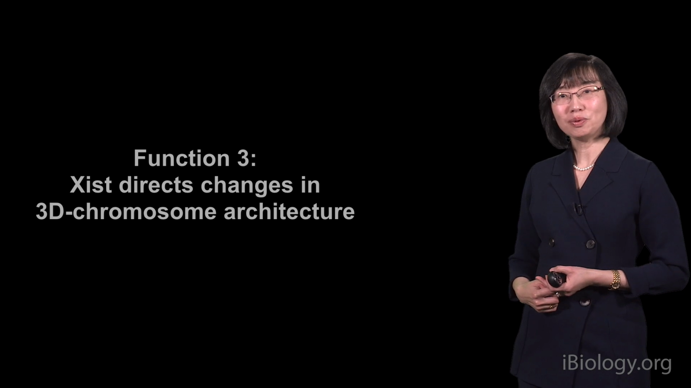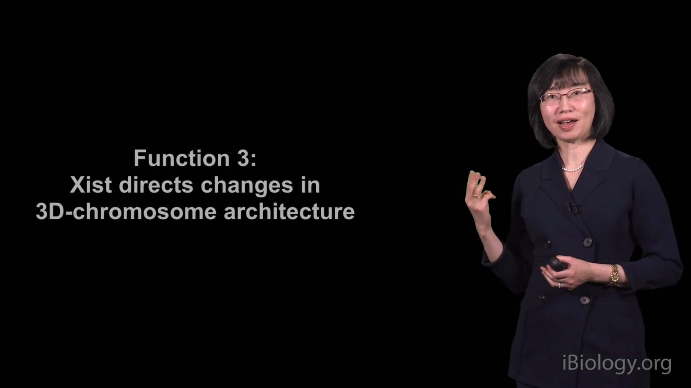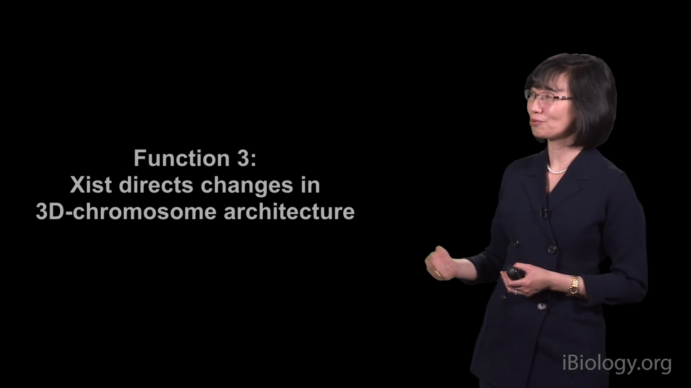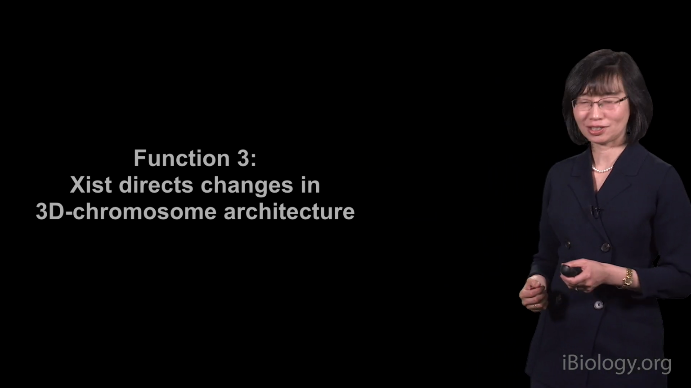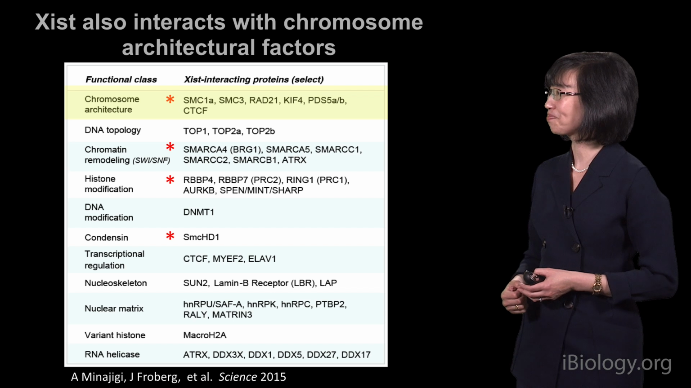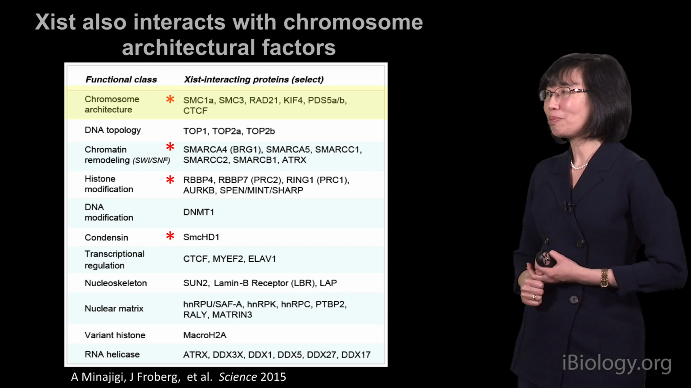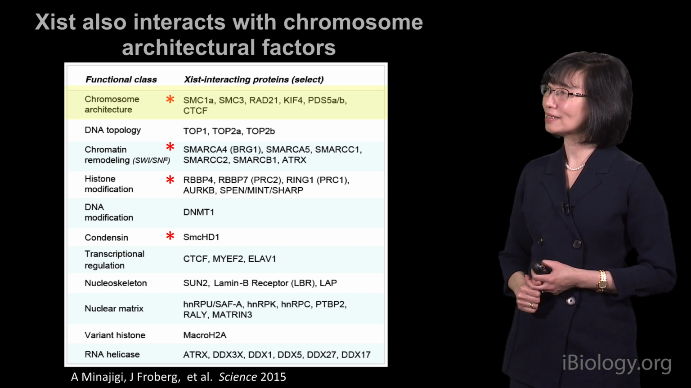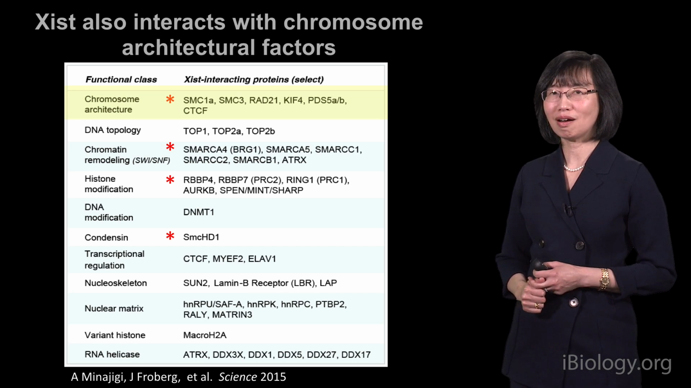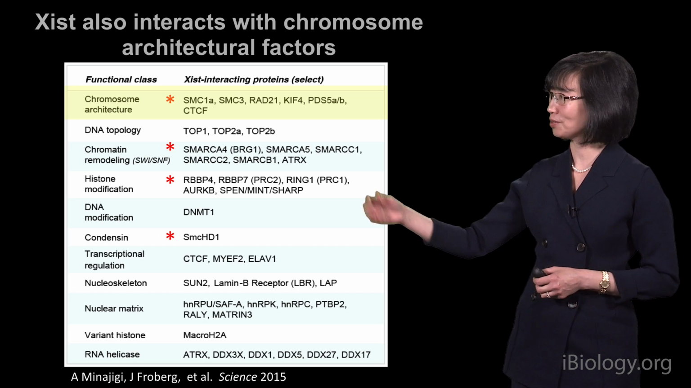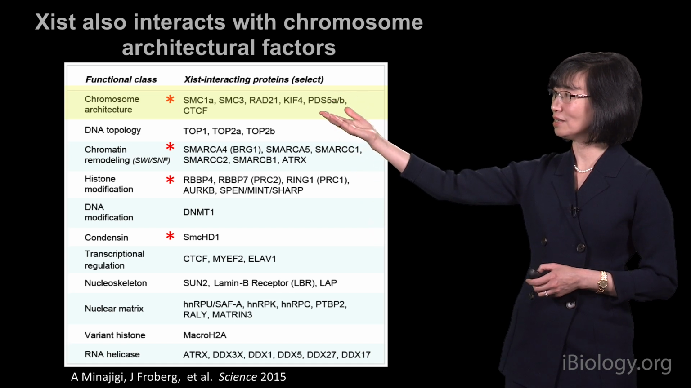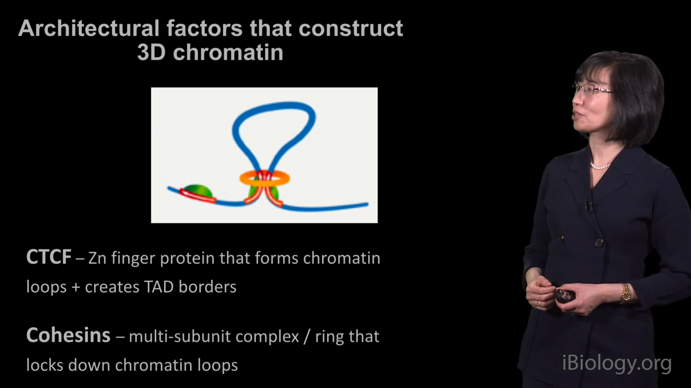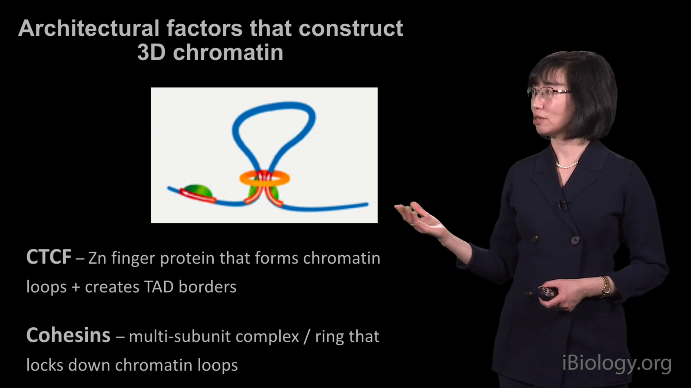All right, so then we'll now turn to the third and final function of Xist, and that is its role in directing changes in 3-dimensional chromosome architecture. So our RNA proteomic analysis also showed that Xist is interacting with a number of chromosome architectural factors. So you can see here various cohesins as well as CTCF. These are 2 architectural factors that go to construct 3D chromatin.